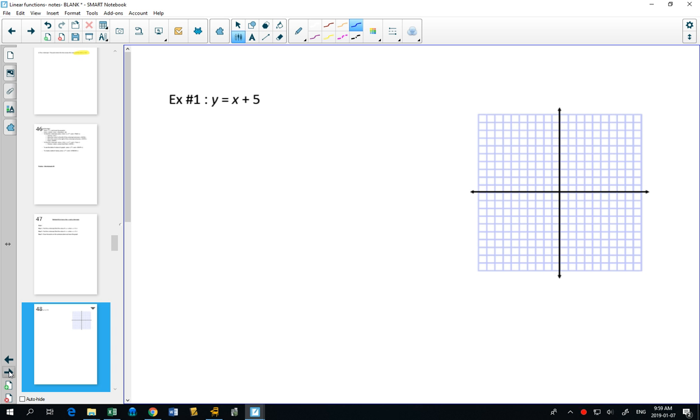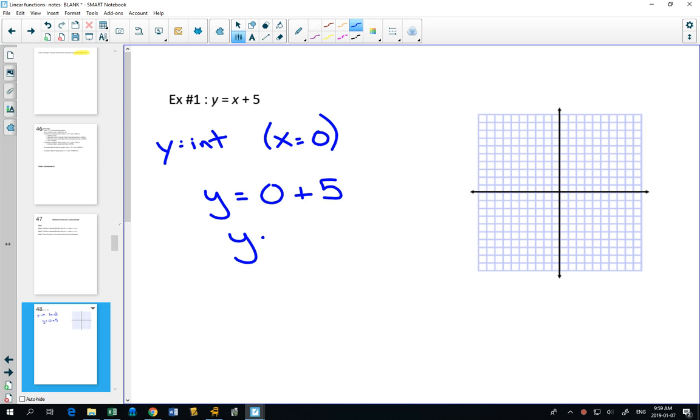You want to find the y-intercept. You make x equal to 0. You do some nice math that welcomes you back from the holidays. Feel really good about yourself. Increase your confidence. 0 plus 5. Yes. Oh, it's like you never left. y equals 5. So our y-intercept, 1, 2, 3, 4, 5, is right here.